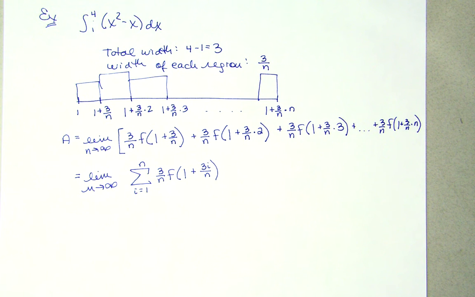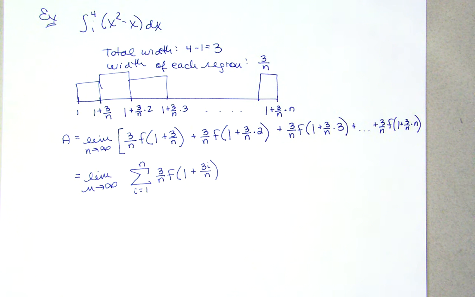So, from before lunch, we are doing the integral from 1 to 4 of x squared minus x dx. Total width is 3. The width of each region is 3 over n, because we're dividing that entire width into n regions. So 3 over n. Your first tick mark is at 1 plus 3 over n, then 1 plus 3 over n times 2, 1 plus 3 over n times 3, up to 1 plus 3 over n times n.